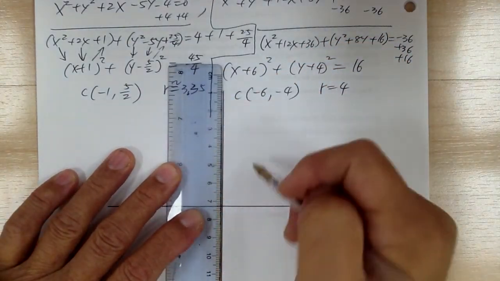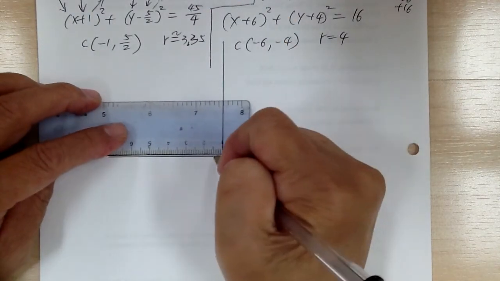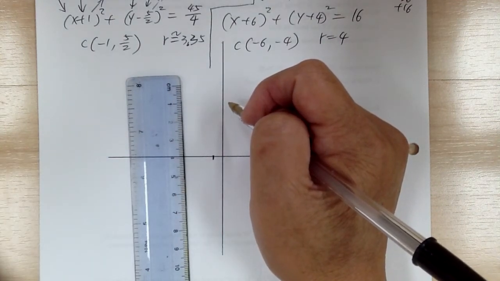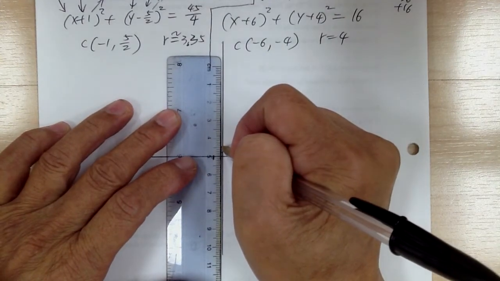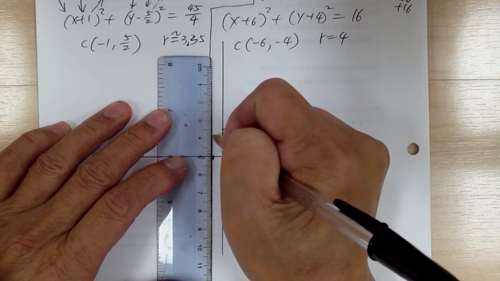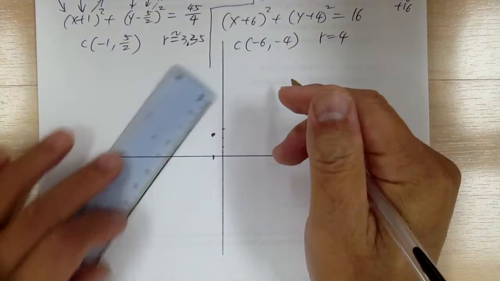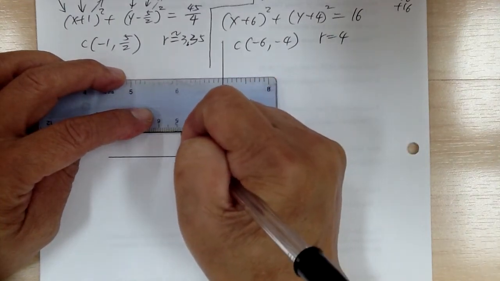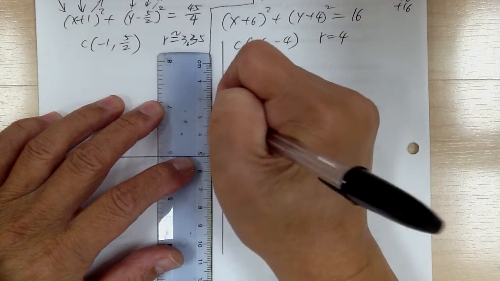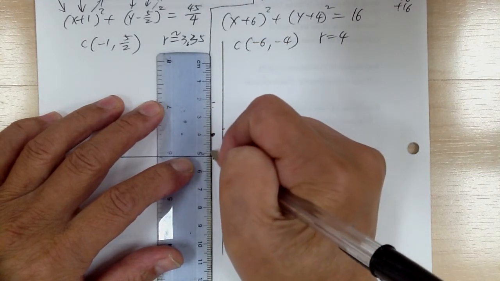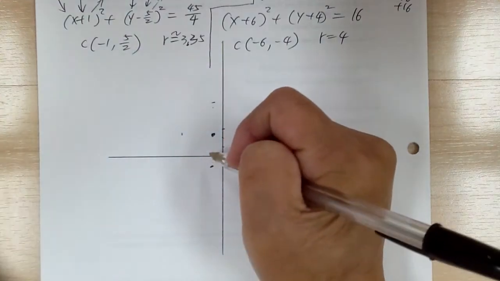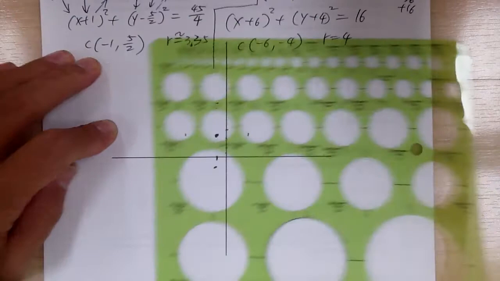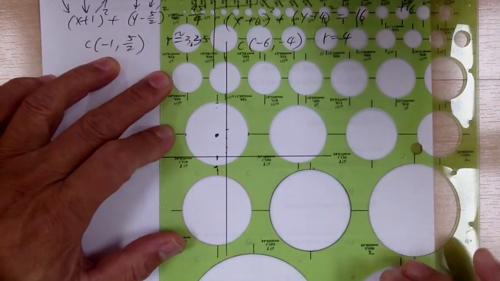Okay, so again, let's go and sketch these things out. So negative 1, positive 5 over 2. So this will be right over here. And radius is about 3.3. About over here. Okay, so get a circle that will fit. This one looks okay.